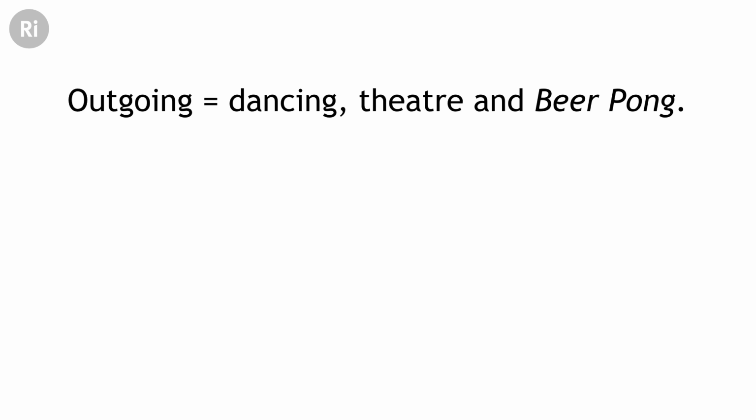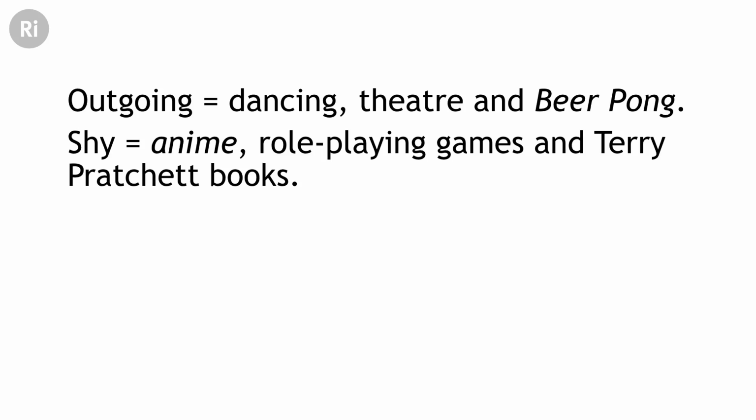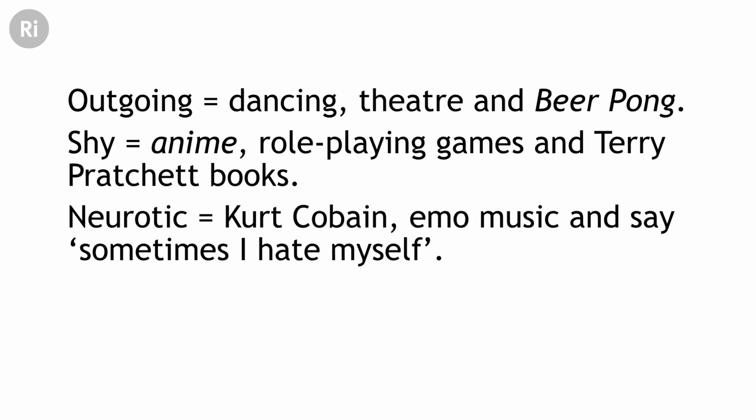And this is some of the examples. So people who are outgoing, they like dancing, theater, and beer pong. I actually still don't know what beer pong is. I have to find out. It's really important if you're a student in America or an outgoing student in America. If you're shy, so I'm sorry, but this is a list of painful stereotypes. If you're shy, you like anime, you like role-playing games, and you like Terry Pratchett books. If you're neurotic, you like Kurt Cobain, you like the emo lifestyle, and you say, sometimes I hate myself.